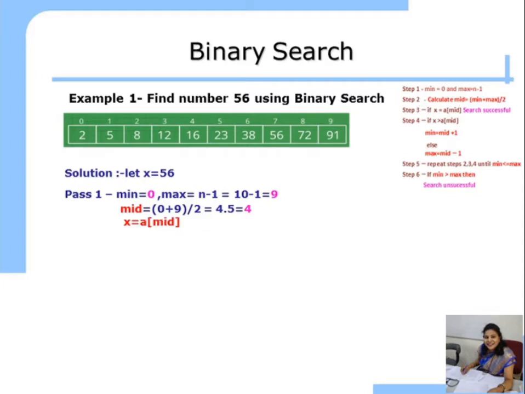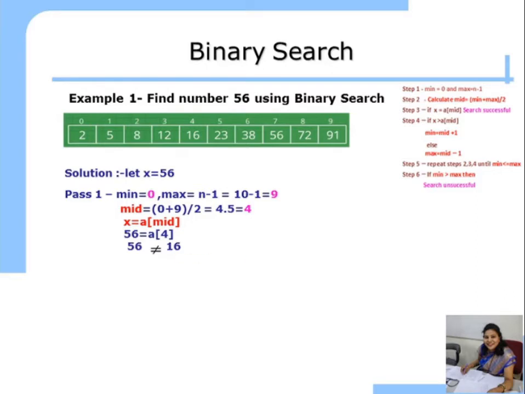Again we compare what is to be searched, x, with the value at mid, which is 4. So we check whether our element to be searched, 56, is at the middle position or not. What is x? x is 56, and a of mid means a of 4. What is the element present at the fourth index location? It is 16. So 56 and 16, are they the same? No. So your search is unsuccessful and now you divide this search area into two parts. One will be between 0 to 3 and one will be from 5 to 9.